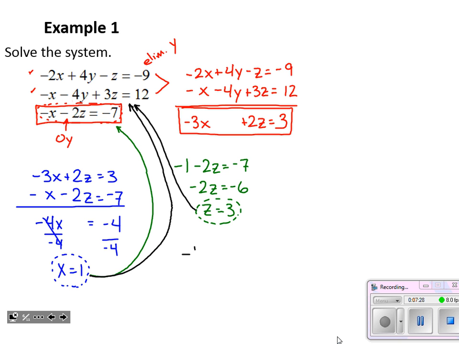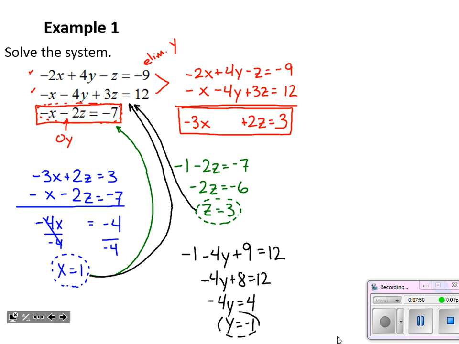So I've got negative x, and I know x is 1, minus 4y, don't know that yet, plus 3 times z, that's 3 times 3, equals 12. And if I solve this for y, I've got the problem knocked out. All right, I'm going to combine like terms, subtract 8 from both sides, divide both sides by negative 4, and I get y equals negative 1.